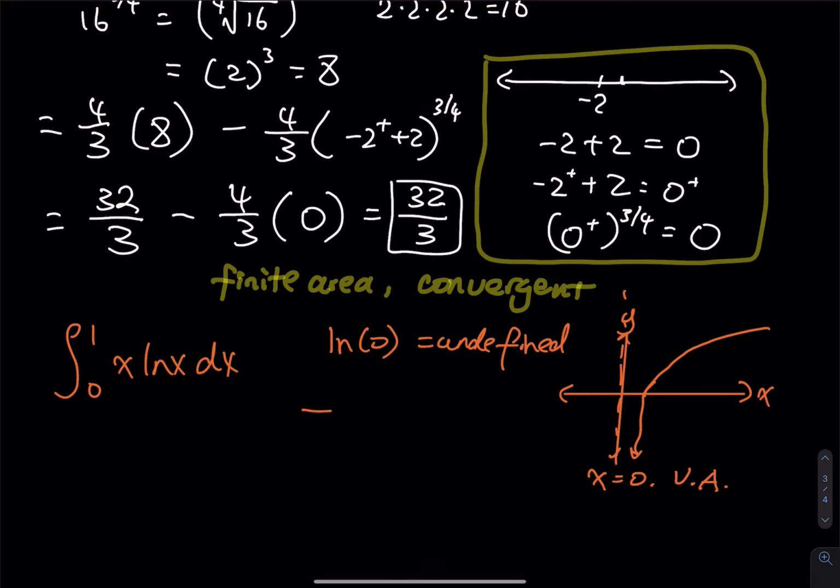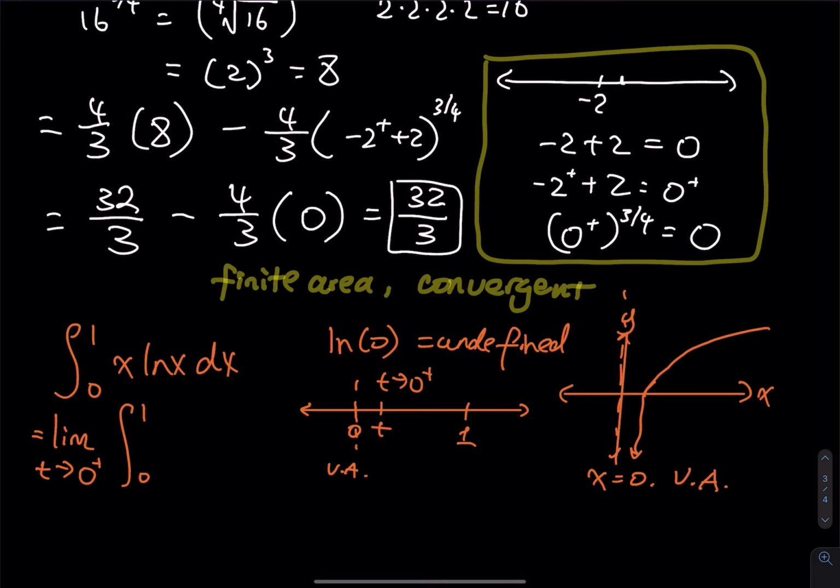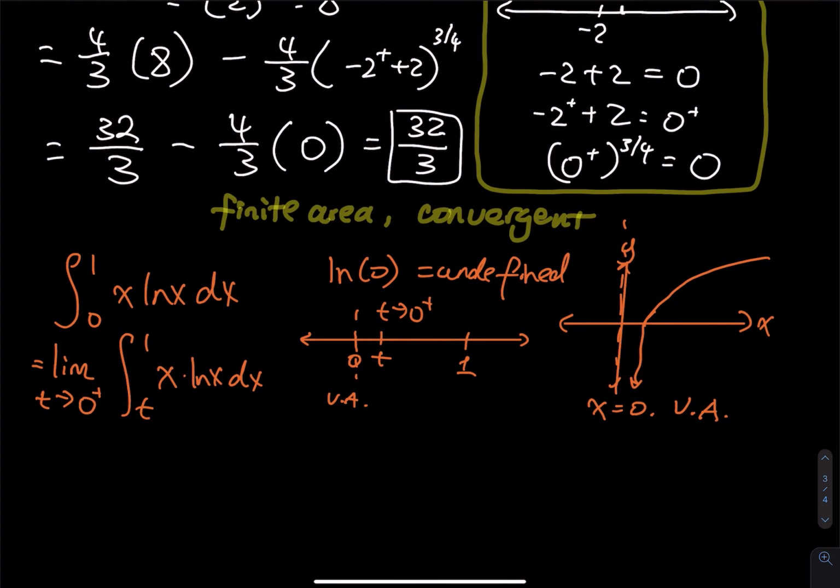So we have from 0 to 1, so this is 0, this is 1, and 0 is a vertical asymptote. Then we have to take a number t that is on the right-hand side of 0, so t approaches 0 from the right. And then the limit as t approaches 0 from the right, we have t to 1 of x times ln x dx. And then this is an integration by parts.